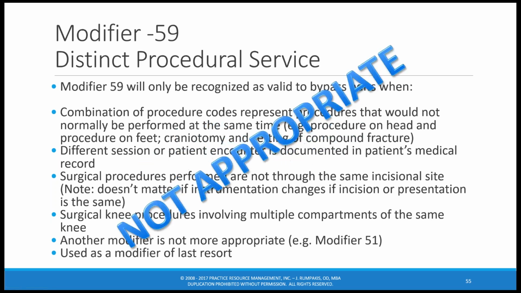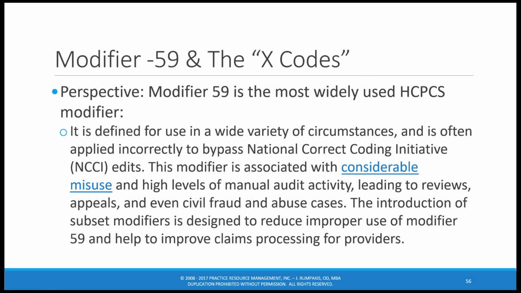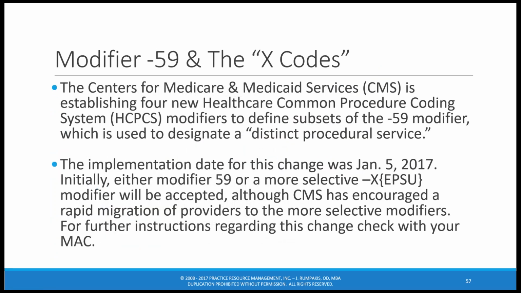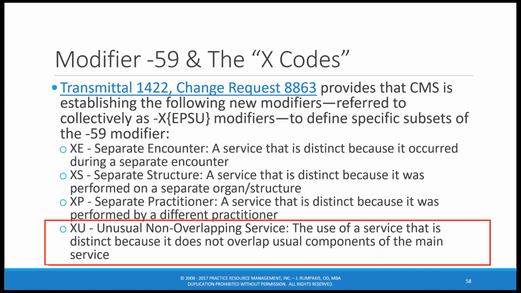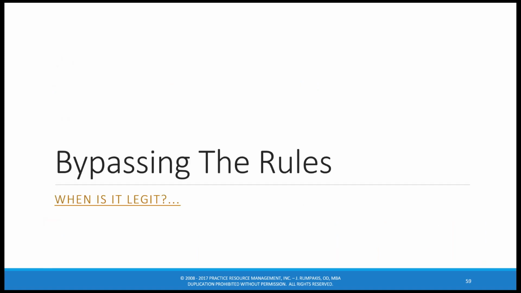Now, in January of 2016, the X modifiers also came out. Out of all of the X modifiers, which there are 4, XE, XP, XS, and XU, it's important that you understand what they are. Typically, XU is going to be the modifier that you're going to use to replace modifier 59, okay, if you're doing these tests together. Now, there are some circumstances where you're allowed to break the rules.